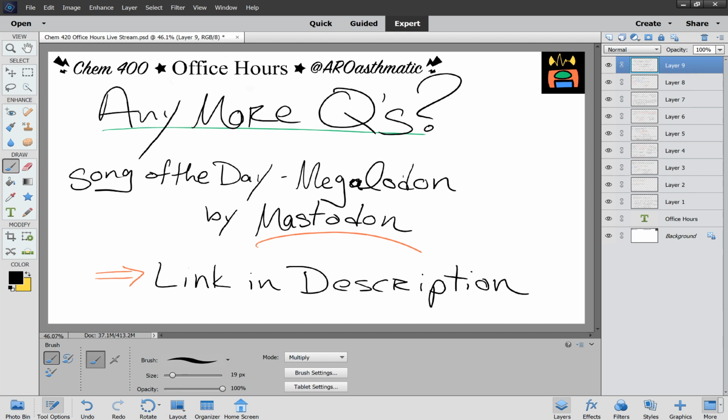Formaldehyde has 1 carbon in its carbon chain. Acetaldehyde has 2 carbons. Propionaldehyde, it's a mouthful even for me, has 3 carbons in its carbon chain. So the difference is just the length of the chain.